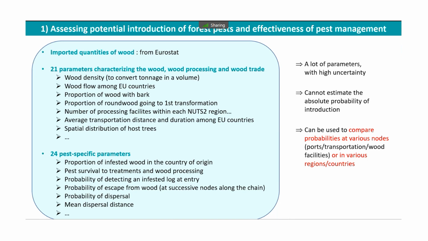So in fact, there are a lot of parameters, and most of them with high uncertainty. So we cannot estimate a real absolute probability of introduction, but we can estimate a relative probability. And this model can be useful to compare scenarios, to compare probabilities at various nodes, whether the probability of introduction is higher near the ports of entry or near wood factories, for instance. And we can also compare this probability in various countries or various regions. And also, importantly, we can also use this model to compare some management scenarios.